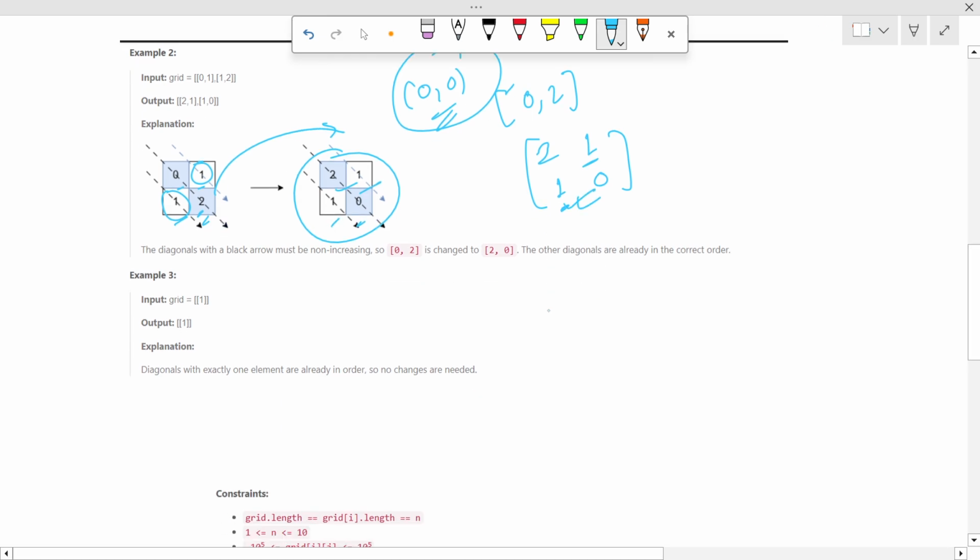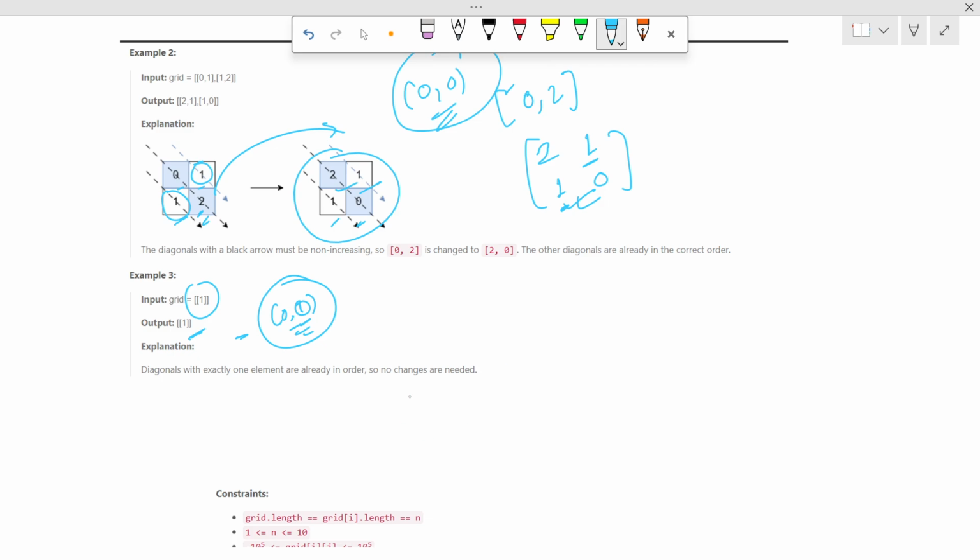And in the last example only one element is present, 0 comma 0 basically, and for this 0 comma 0 we do not need any sorting, and then we have to return the same grid. Okay, so now I hope you understand how we have to work with the diagonals and their positions, and how we calculate all the values.